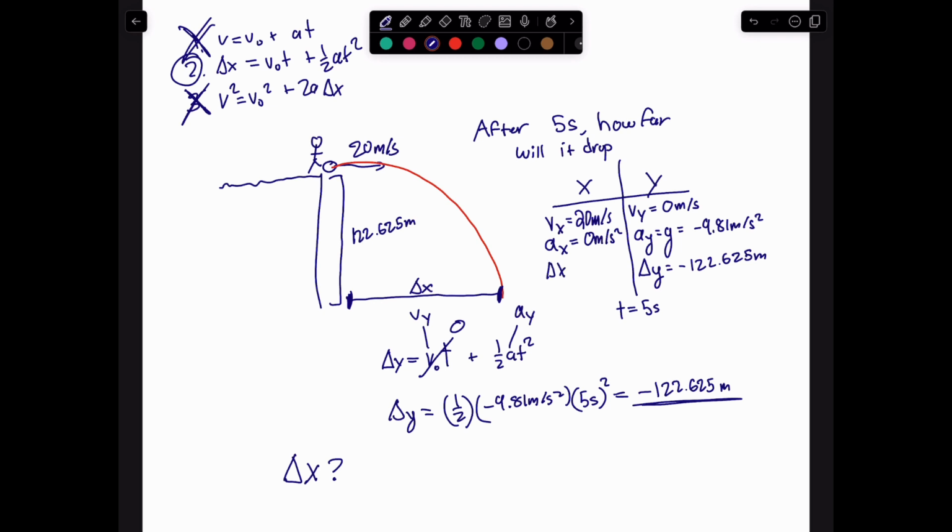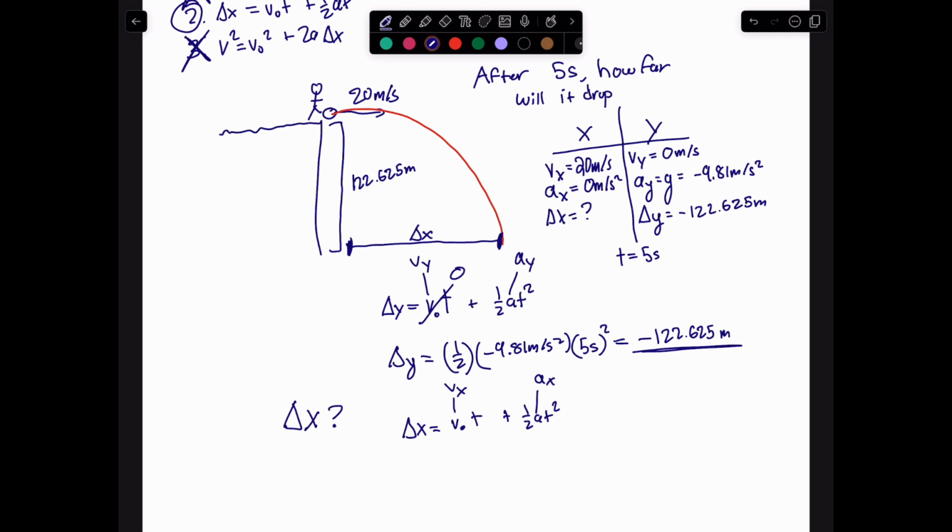Let's try and use equation 2 one more time, this time in terms of x. So delta x equals v naught t plus 1/2 a t squared. And reminder, we're using x here, which means this is vx, this is ax. Now, ax is actually 0, so we can just get rid of this whole term, which leaves us with delta x equals v naught, which is 20 meters per second, times t, which we already found was 5 seconds, and that gives us a delta x of 100 meters. This means that the ball traveled 100 meters to the right after it was kicked.